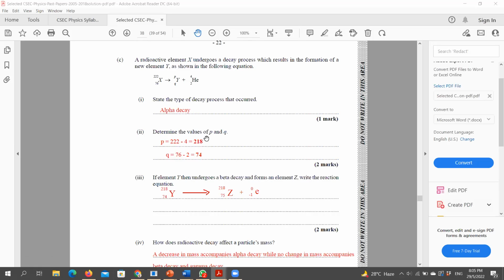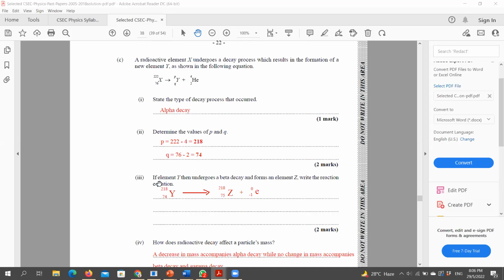Next part of the question, we're to determine the values of P and Q. In a nuclear reaction, the mass and the charge are conserved. So the total mass should remain the same on both sides. If we have 222 on the reactant side, we should get a total of 222 on the product side. So P plus 4 should be equal to 222. Therefore, P should be equal to 218. And for the charge, Q plus 2 should be equal to 76. So that means Q is equal to 74.